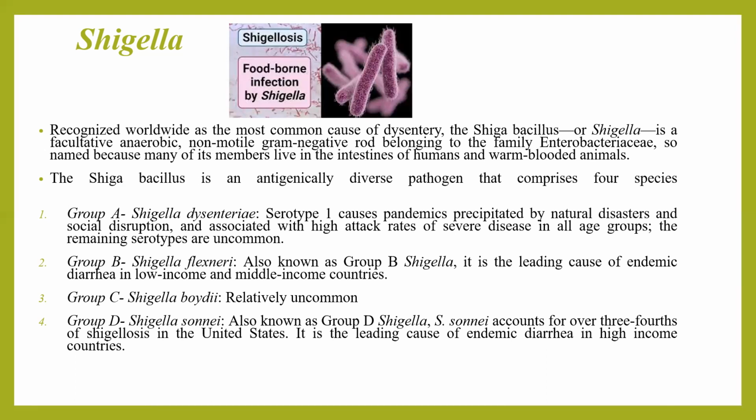Group B is caused by Shigella flexneri, also known as group B Shigella. It is the leading cause of endemic diarrhea in low-income and middle-income countries. Group C is called Shigella boydii, which is relatively uncommon. The last group is Shigella sonnei, also known as group D Shigella. Shigella sonnei accounts for over three-fourths of the Shigellosis in the United States. It is the leading cause of endemic diarrhea in high-income countries as well. So there are 4 groups of Shigella. Group A and group D are the ones which are very common.